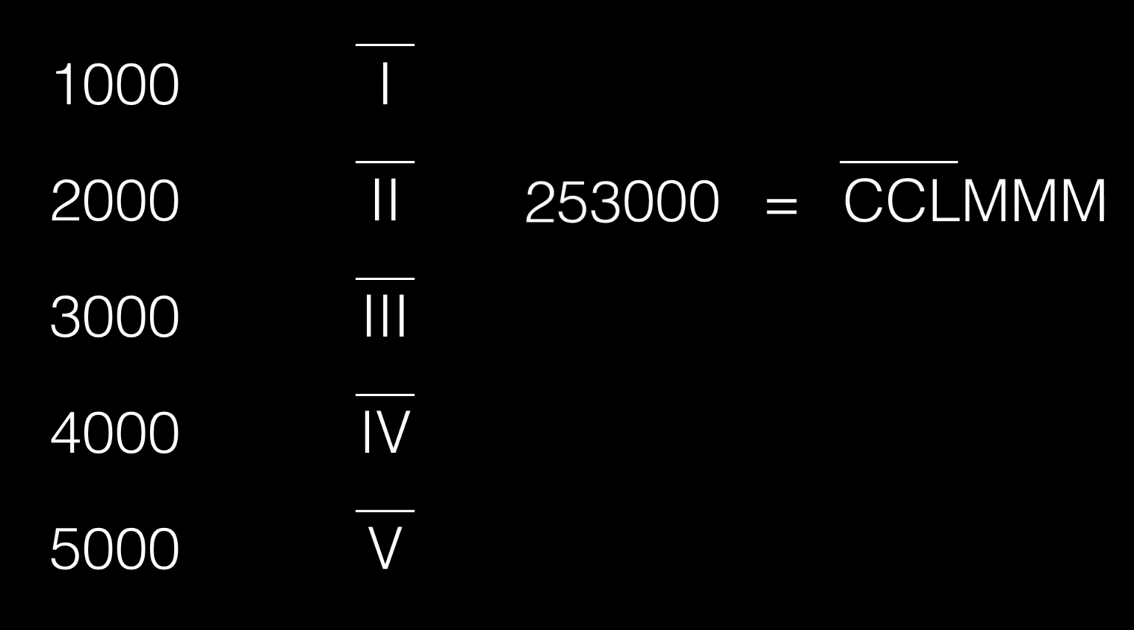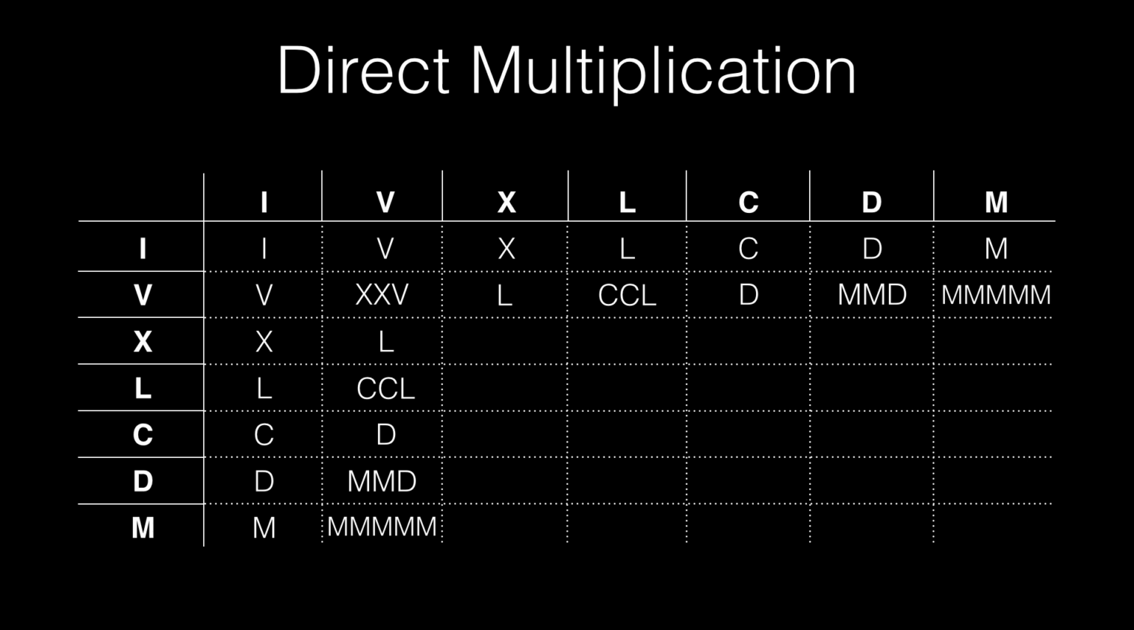Okay, so let's get back to the table. So 5000 can also be written as a V with a macron. For the sake of simplicity, I'm going to use the word bar instead of macron. Okay, so X times X is C, X times L is D, X times C is M, X times D is V bar, and X times M is X bar.